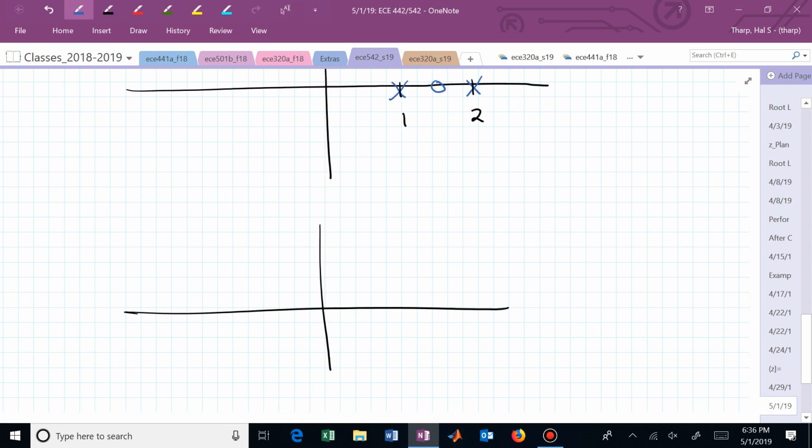Well, you maybe modify the problem. You say, well, I don't know how to do it, Dr. Tharp, but suppose that the zero and the pole weren't there. I can control this one.